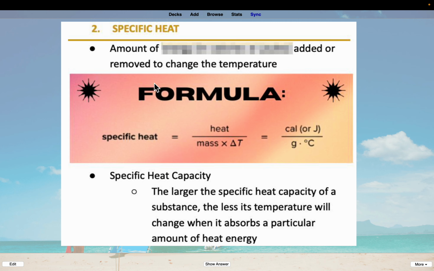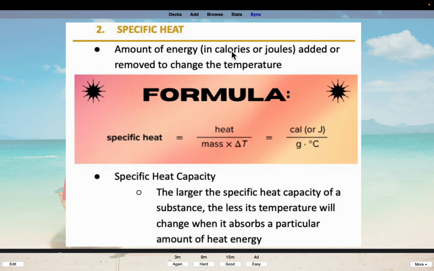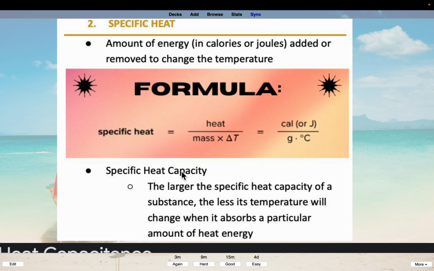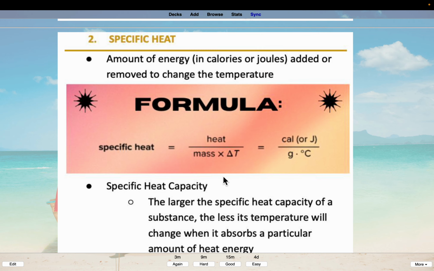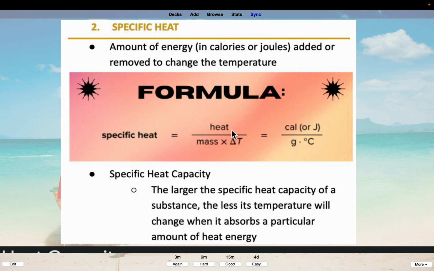Specific heat. So this is the amount of energy in the unit calorie or joule added or removed to change the temperature. Specific heat capacity, on the other hand, is basically the larger the specific heat capacity of a substance, the less its temperature will change when it absorbs a particular amount of heat energy. So in a way, it takes more time to change the temperature of a substance. So this is the formula: heat over mass times change in temperature.